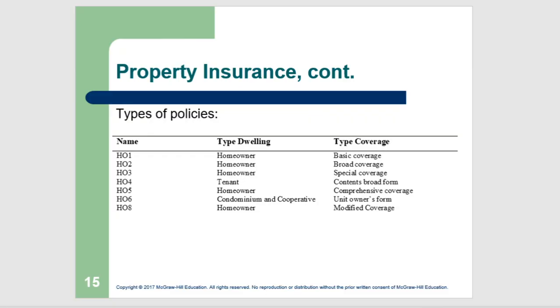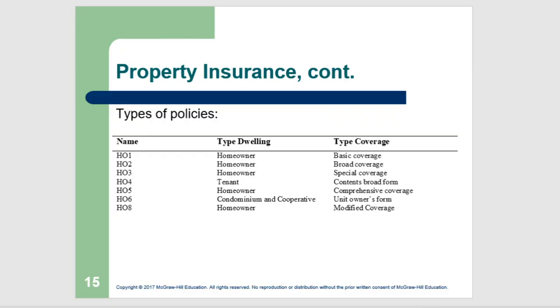So that's HO4. HO5, comprehensive coverage, is like HO3, but instead of having named perils, it generally provides open perils or all-risks coverage on personal property.